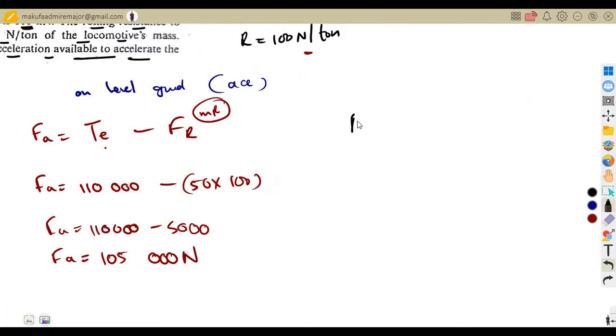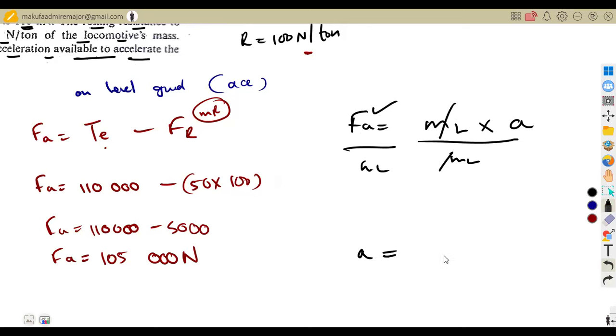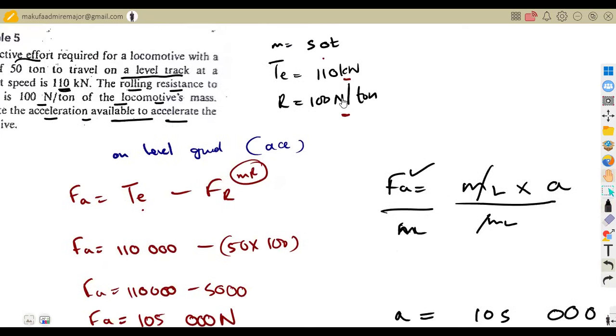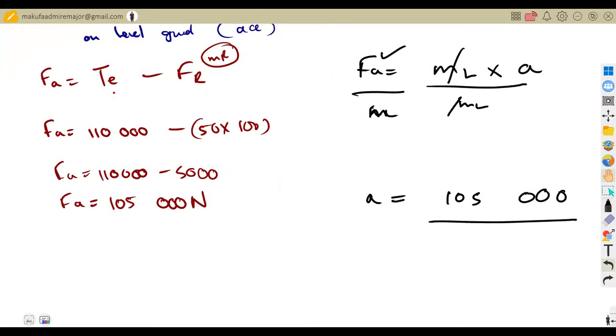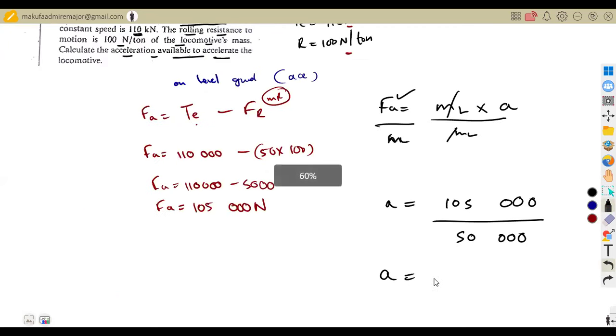We said FA is equal to the product of the mass of the locomotive times acceleration. Since we need the acceleration, we're going to divide by the mass of the locomotive. So our acceleration is the accelerating force over the mass of the locomotive. We're given 50 ton, which in kilograms is 50,000 kilograms. This was going to give us 2.1 meters per square second. Thus, we have calculated our acceleration.